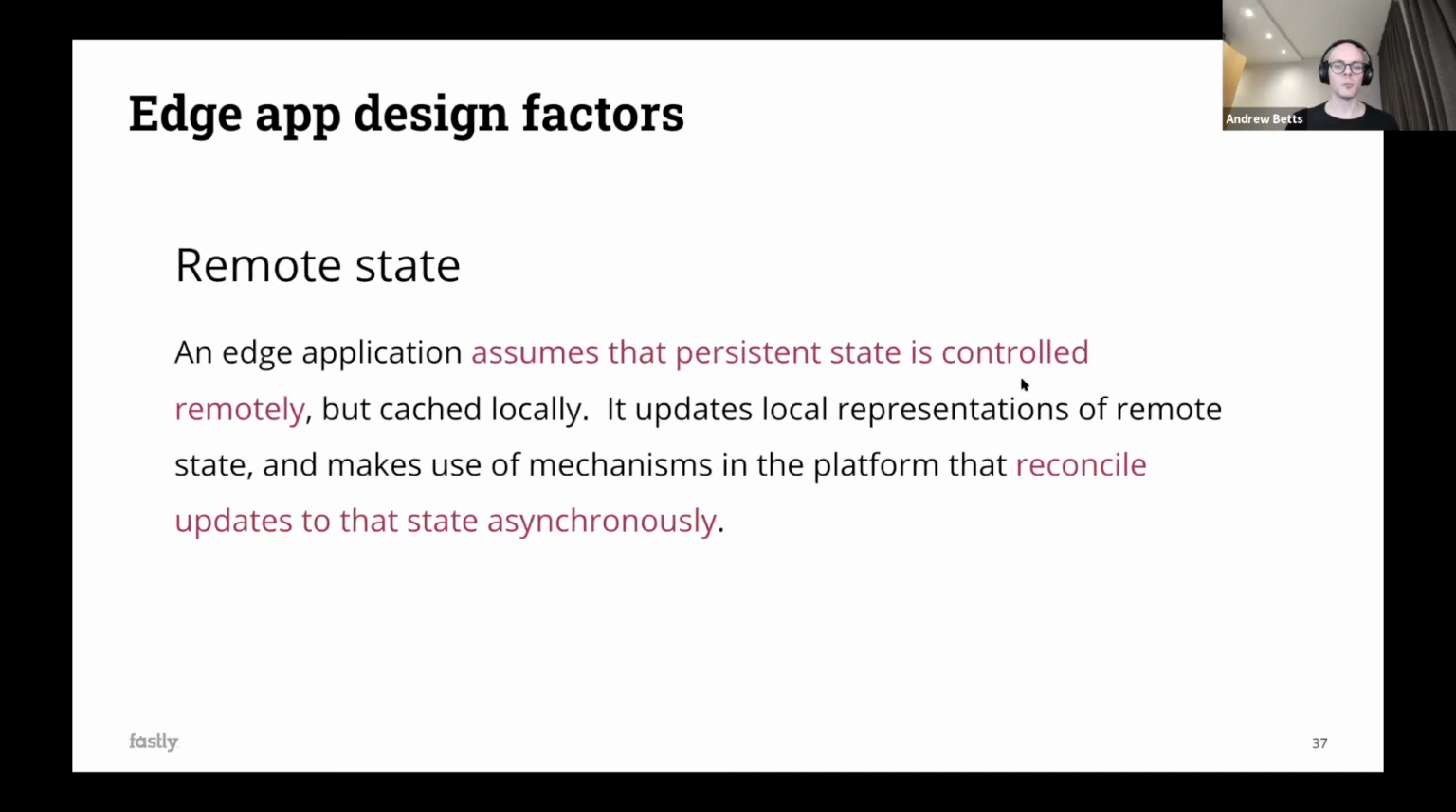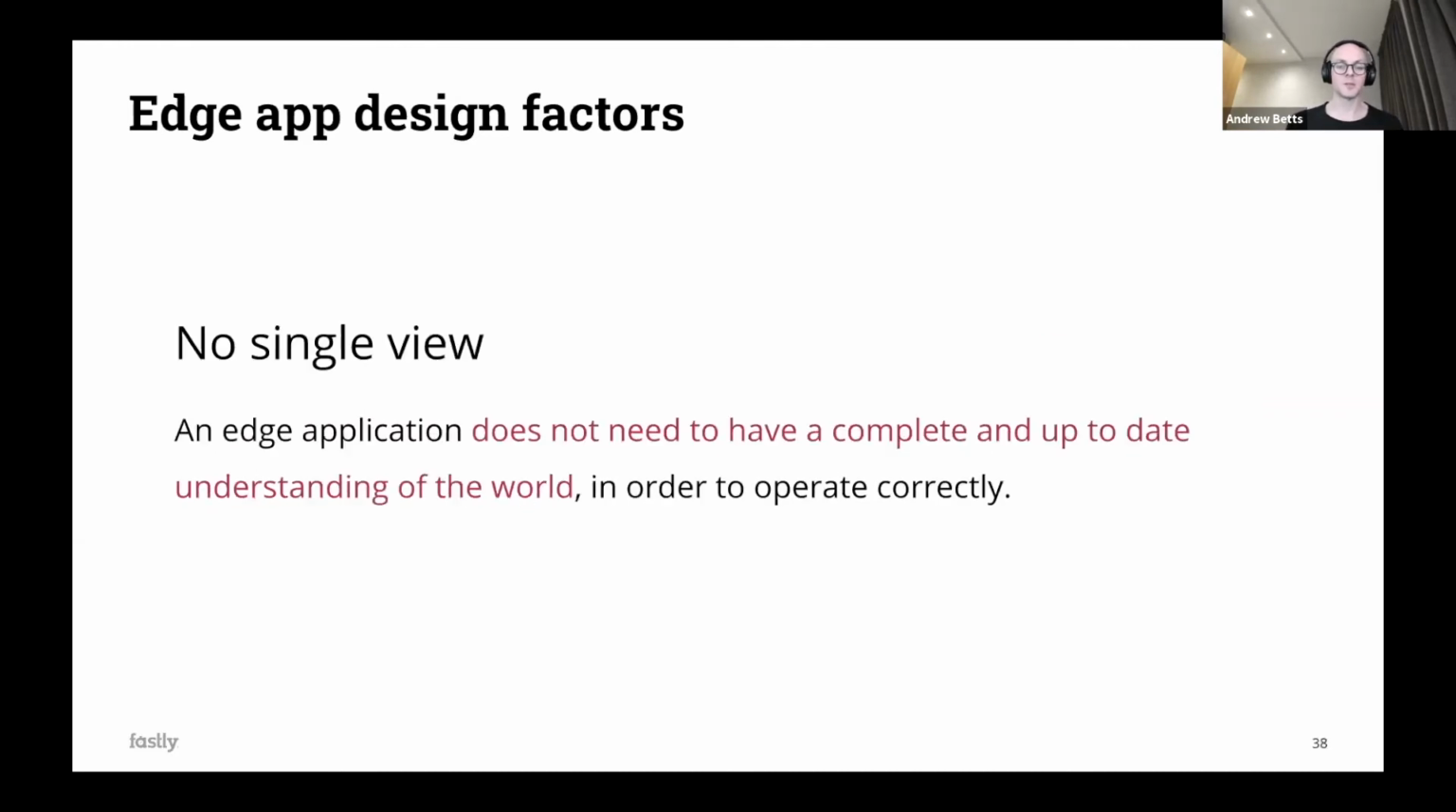Let's add remote state. An edge application assumes that persistent state is controlled remotely but cached locally. It updates local representations of remote state and makes use of mechanisms in the platform that reconcile updates to that state asynchronously. So I think in this kind of world, we shouldn't have to be inventing our own mechanisms for reconciling state. We should have mechanisms available to do that. And there should be lots of them to suit lots of different use cases. And the other one is no single view.